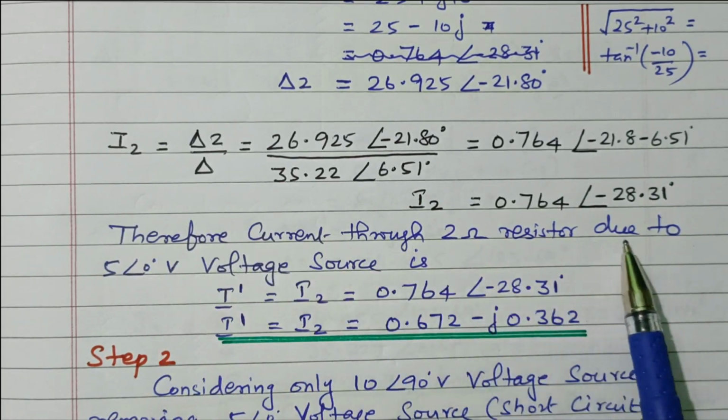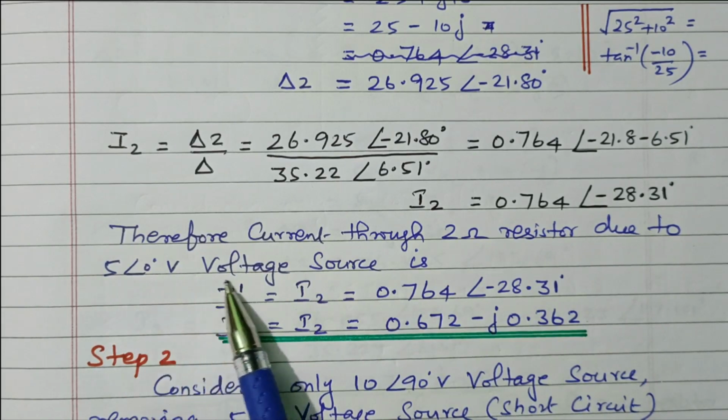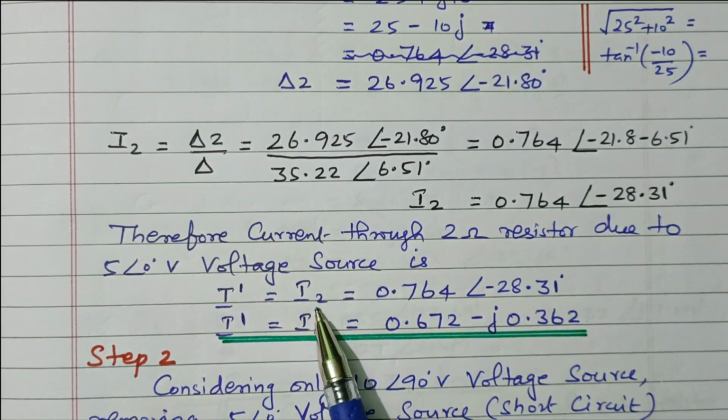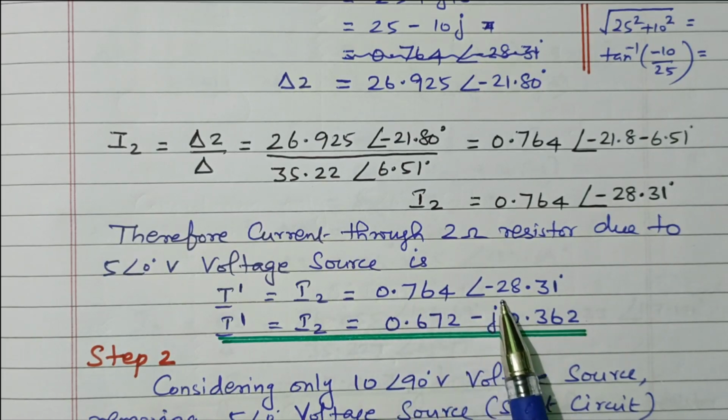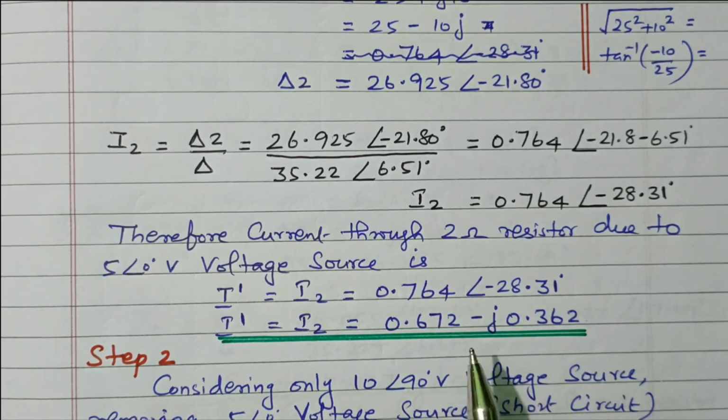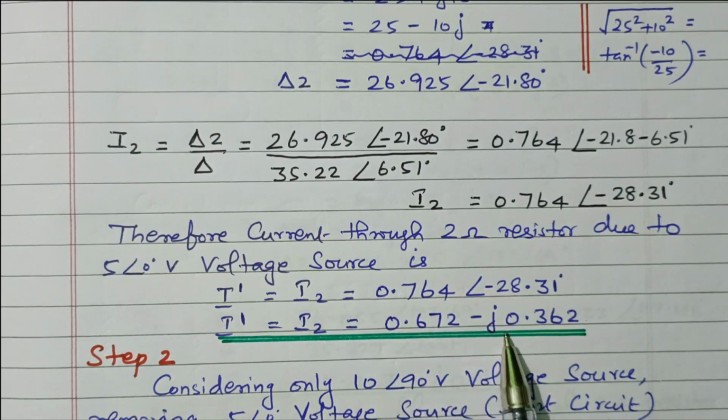Therefore, current through 2 ohm resistor due to 5 voltage source only is nothing but I1 dash, that is equal to I2 equal 0.764 with an angle of minus 28.31. So this can be converted into rectangular form. This is polar form, this is rectangular form. 0.672 minus j 0.362. Here also directly you can convert from the calculator.